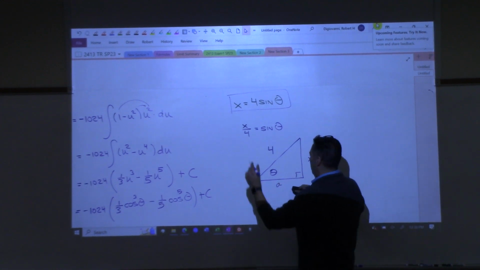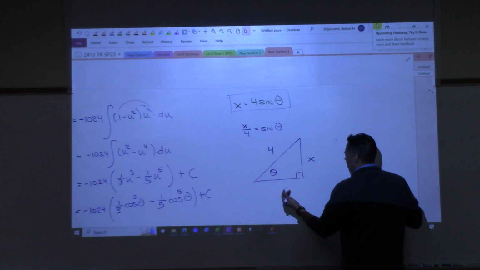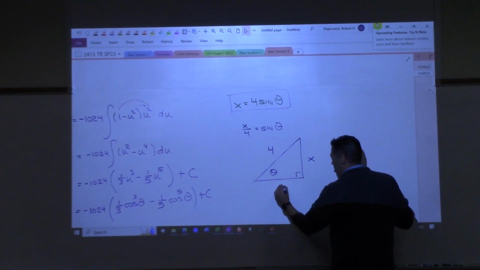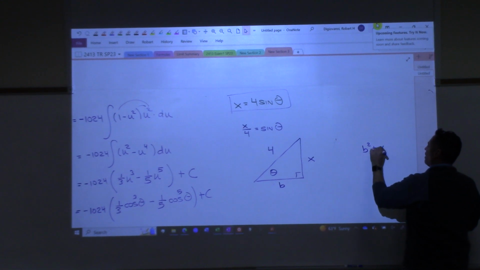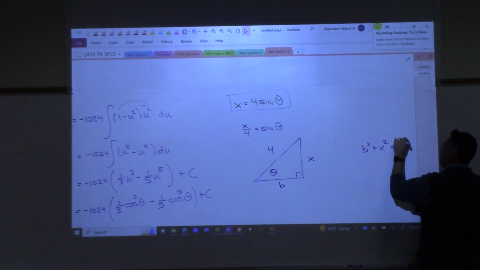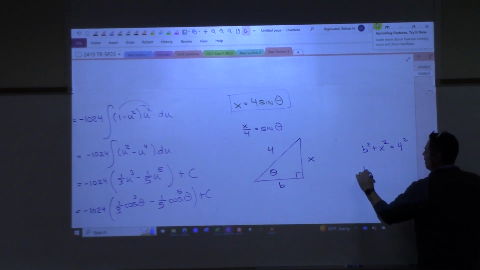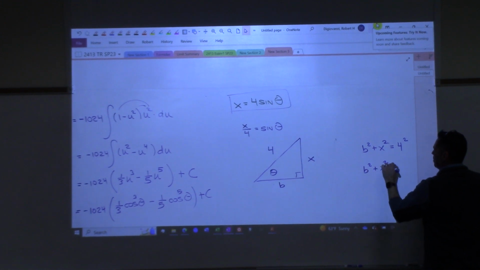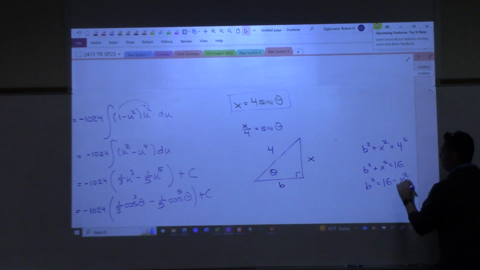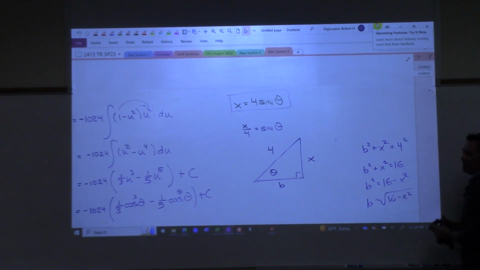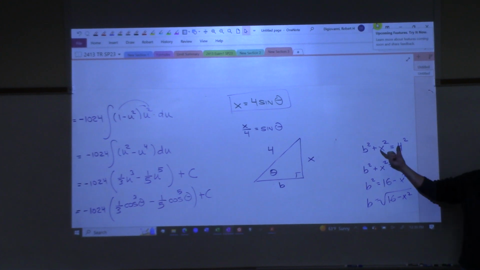So I'm just going to call this A for adjacent. Well, I better not call it A. We were using A earlier. Let me call it B. Okay, B. So I know that b squared plus x squared must equal 4 squared, which means that b squared plus x squared equals 16, but that means b squared equals 16 minus x squared, but that means b is the square root of 16 minus x squared. So I'm just solving for b using Pythagorean.